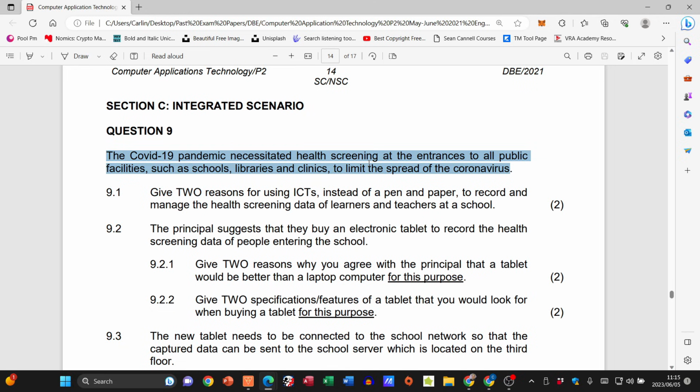9.1 says, give 2 reasons for using ICTs instead of pen and paper to record and manage health screening data of learners and teachers at school. Well, first of all, we know from grade 10 already, we use ICTs because we can capture more efficiently, more effectively. It's easier to share data, see patterns, process everything. There's green computing as well, which means we save paper. And because we're dealing with a virus and we're using this technology, there's less handling of paper and pens and things like that, where any sort of transfer of this virus can take place.